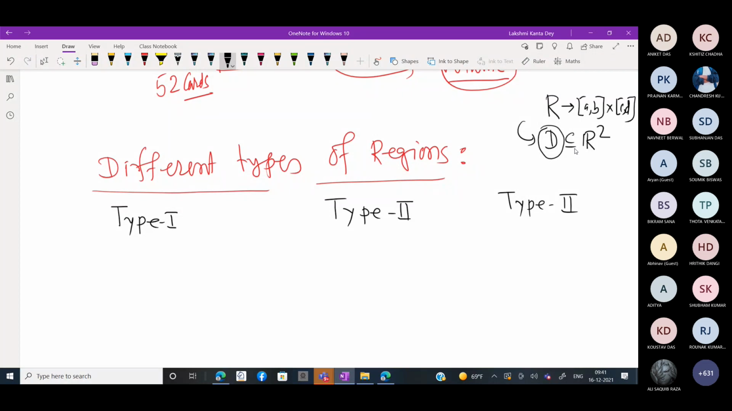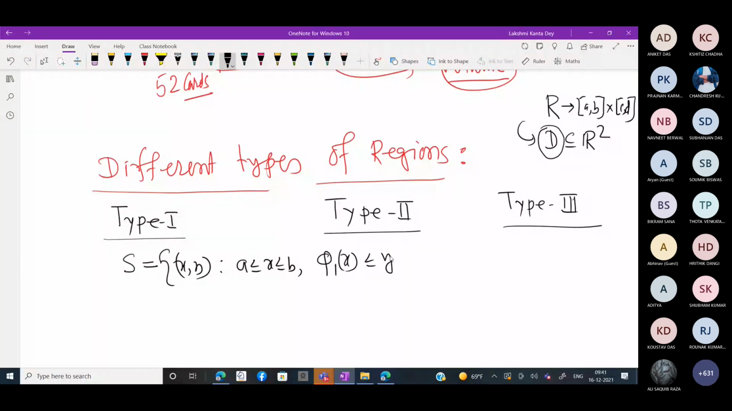Practically there are certain other types of region which we can handle in time of solving. So what are those things? Those are regarded as type 1, type 2, and type 3 regions. So what is type 1? Type 1 region S can be written as the set of all (x,y), where x is in between two constants, a and b, and y is in between two continuous functions, phi1(x) less or equal to y less or equal to phi2(x). So these two are continuous functions.